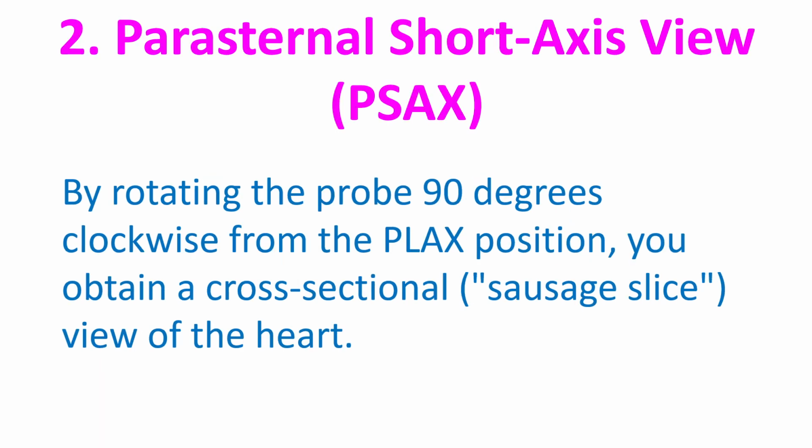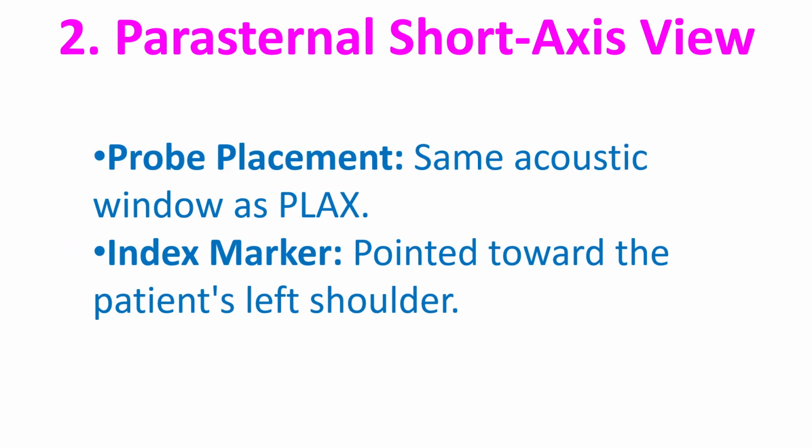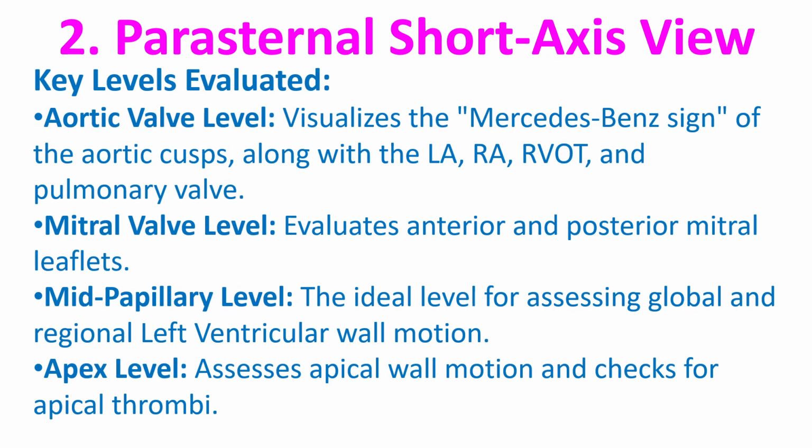Parasternal short axis view. By rotating the probe 90 degrees clockwise from the PLAX position, you obtain a cross-sectional view of the heart. The index marker is pointed towards the patient's left shoulder. Key levels evaluated. Aortic valve level visualizes the Mercedes-Benz sign of the aortic cusps along with the left atrium, right ventricular outflow tract and pulmonic valve.